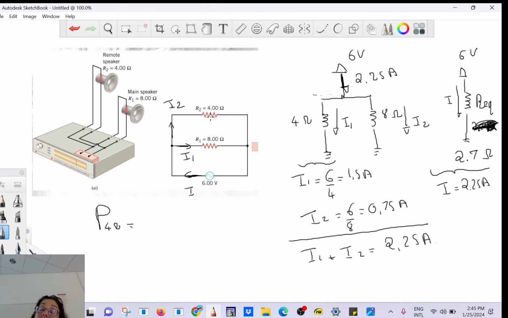So you can do V times I, or you can do RI square, or you can do V square over R. Okay, I'm gonna do V square over R. I can use that equation because that way I don't deal with decimals, but you don't have to. So the voltage drop is what? 6 square divided by 4. How much is that?